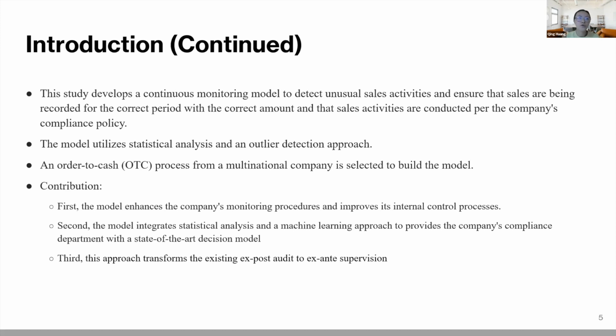So our model utilizes both statistical analysis as well as the Outlier detecting approach. And we select the order-to-cash process to build this model. The big contribution here is, first, to enhance the compliance monitoring process and improve its internal control, and integrate the statistical analysis as well as machine learning to provide the management with a state-of-the-art decision model. And it transforms the existing ex-post audit into ex-ante supervision.